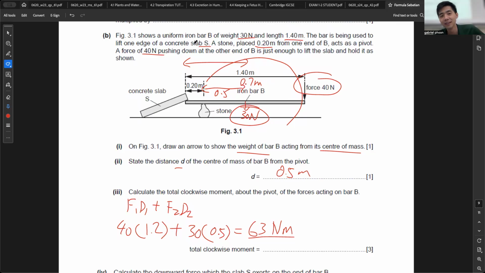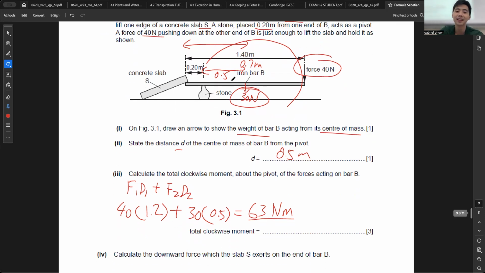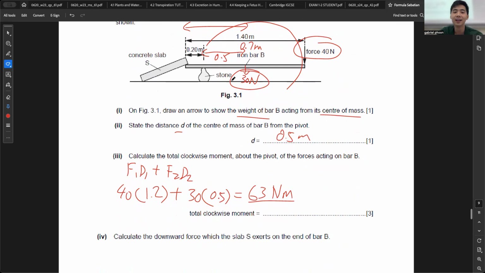Okay. Yep. Good job. Anyways, how did you do it? Does anyone have any questions? Anyone don't know how to get this 63 Newton meter?